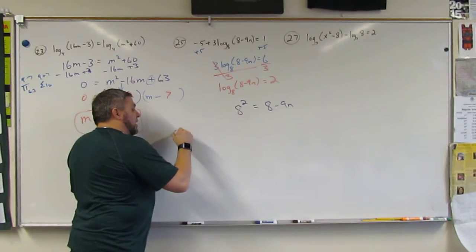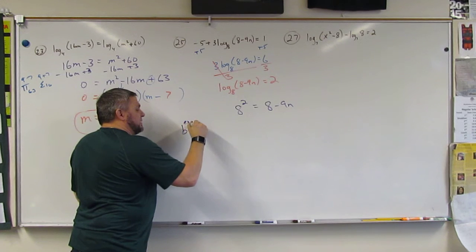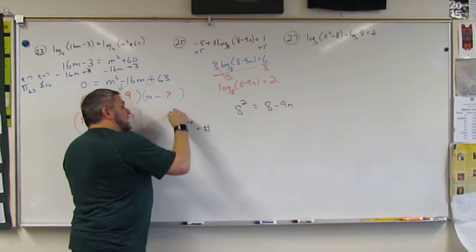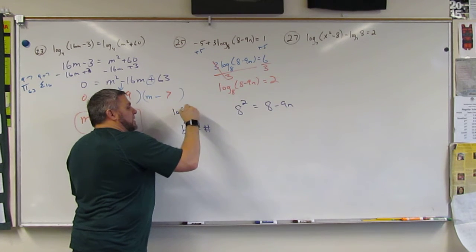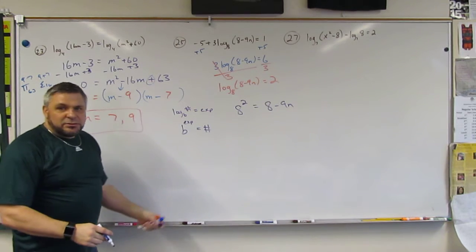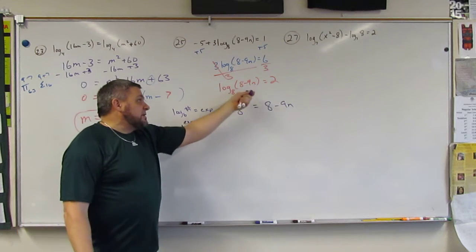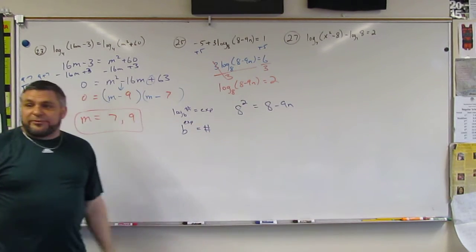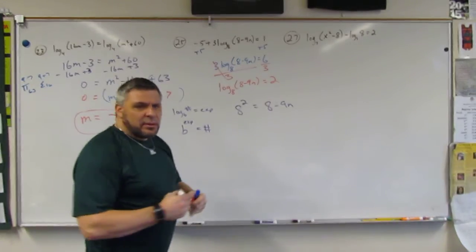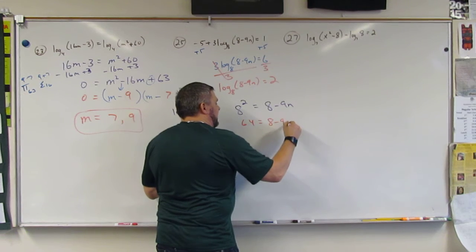So b to the exponent is equal to the number, and the log base b of the number is equal to the exponent, right? So we're able to take this log and turn it into this. That's what we did here. Take the log, turn it into exponential form. Once we do that, it's easy. What's 8 squared? 64. 64 equals 8 minus 9n.